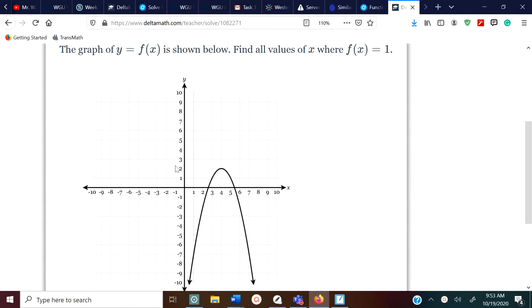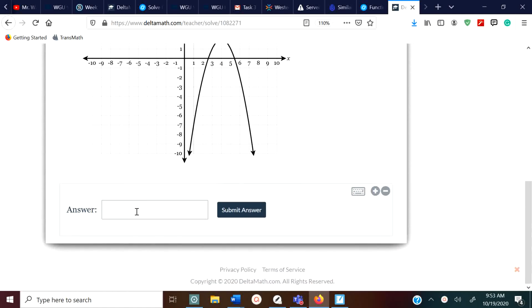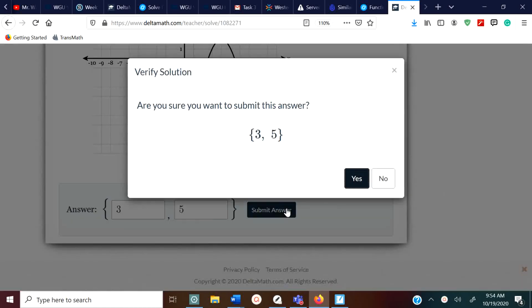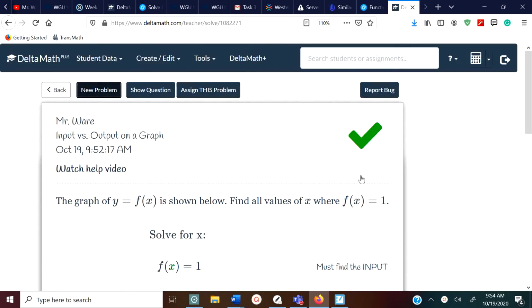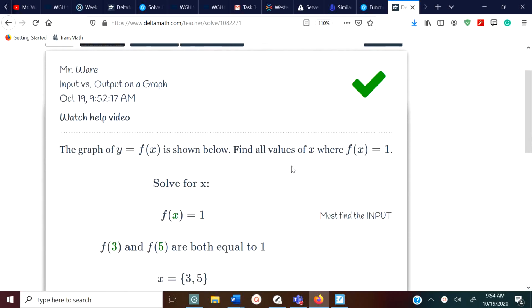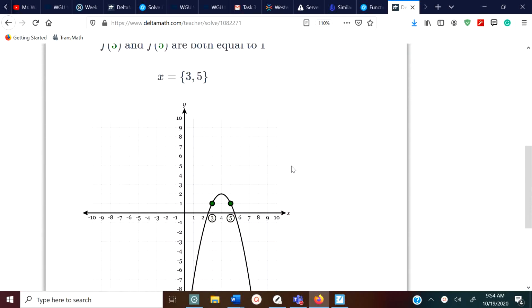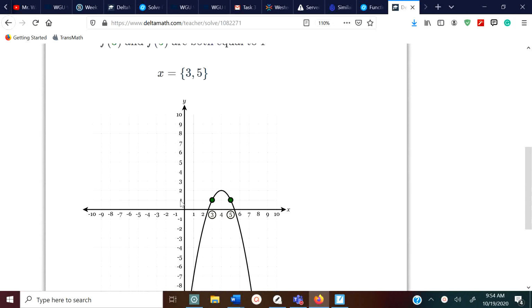So what I'm going to do is type in both answers. I'll come down here, type 3, put a comma, and it pops up an extra box for me, and put in 5, and then submit that answer. And that's how you do that. It's that simple. See how it comes down here to the 1 and shows you that there's two spots for that.